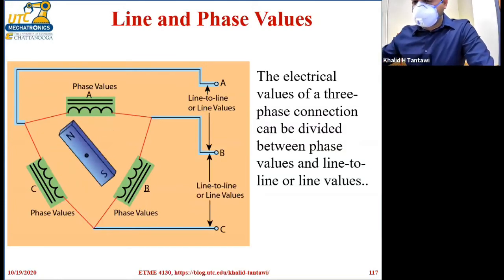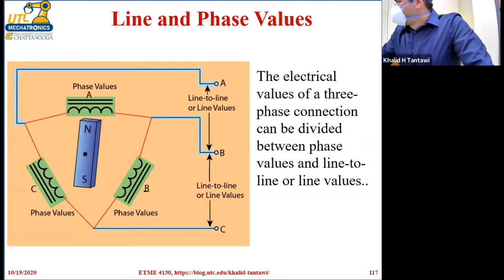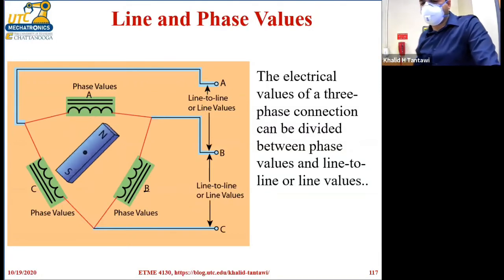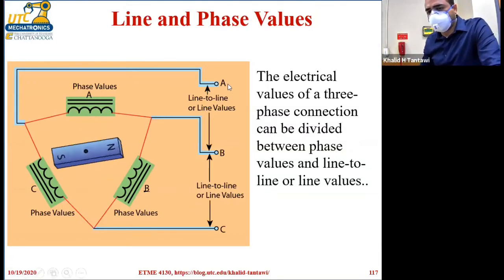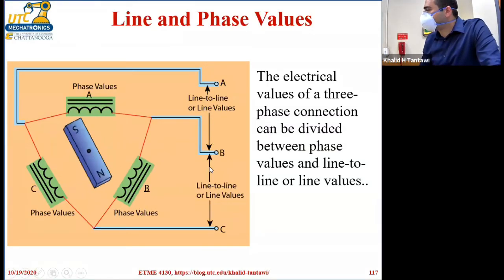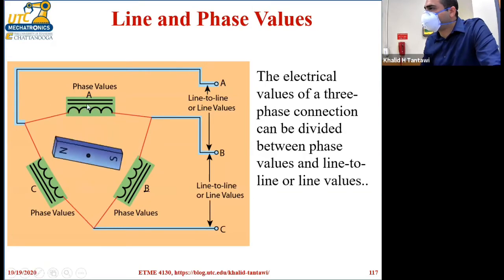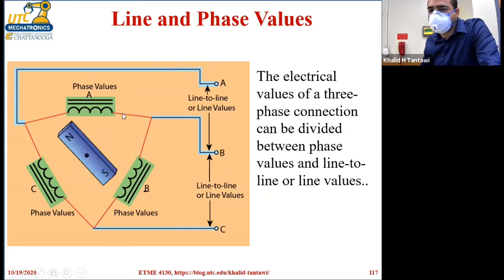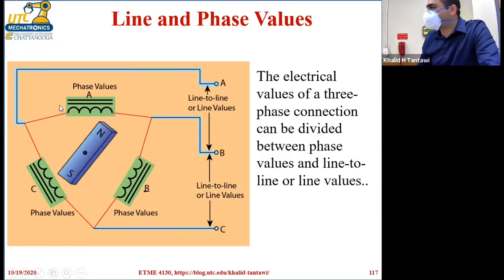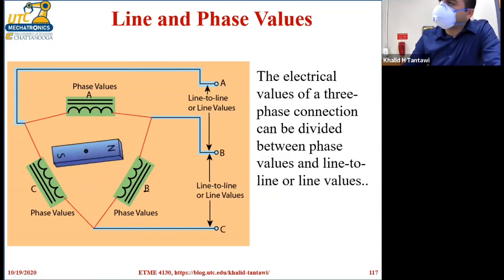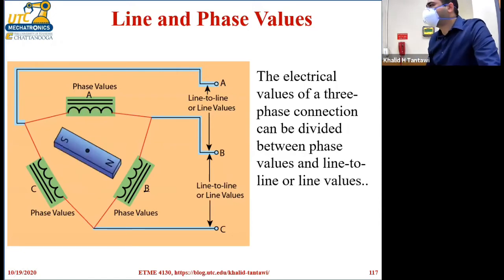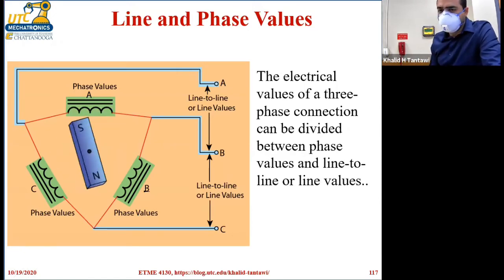Here in the delta, the phase voltage is the same as the line voltage. Why is that? Because when you measure between A and B, for example, you're measuring between two lines, so it's the line-to-line voltage. But at the same time, you are measuring between the two terminals of phase A, of the power source A. So that's why for delta, the line-to-line voltage corresponds to the phase voltage.